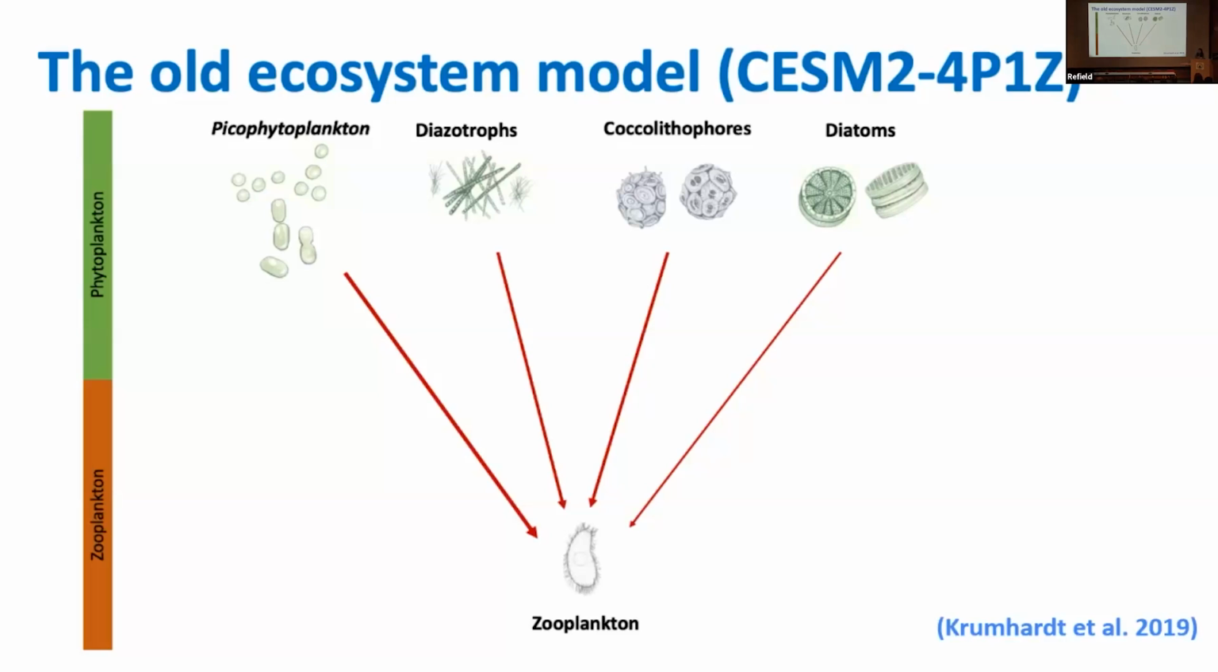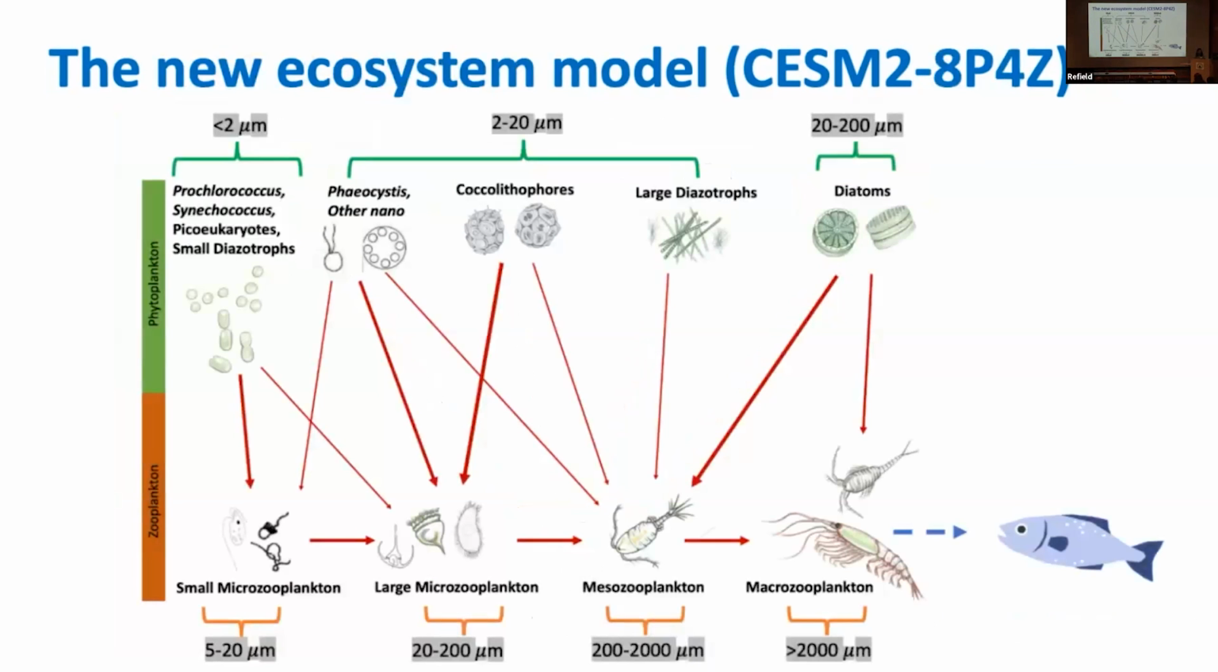So this is the latest published ecosystem model with 4 types of phytoplankton and 1 type of zooplankton. So we built our new ecosystem model based on this model. This model includes 8 types of phytoplankton and 4 types of zooplankton. For phytoplankton, we have picosize, nanosize, and microsize. For picosize, we have Prochlorococcus, Synechococcus, picoeukaryotes, and small diazotrophs. And for nanosized phytoplankton, we incorporate Phaeocystis, coccolithophores, and other generic nanophytoplankton. And for microsize, we have the diatoms as the classic representatives.